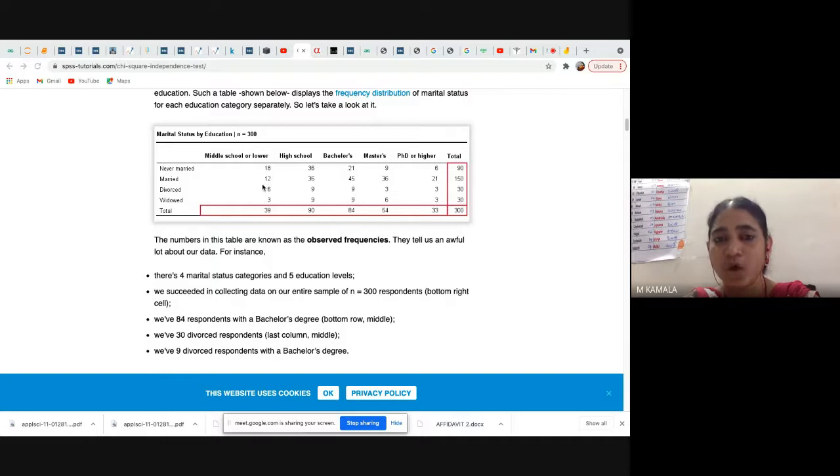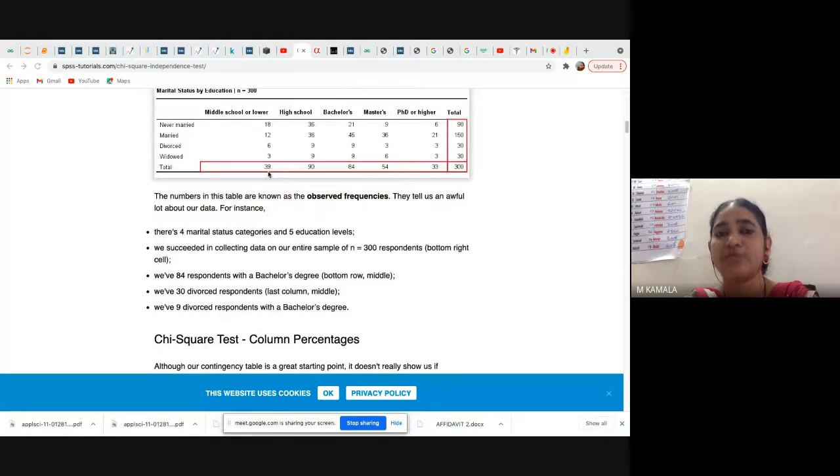ఇక్కడ ఏం చేస్తున్నానంటే కాలమ్ వైజ్ వెళ్ళి రోస్ ఫిల్ చేస్తున్నాను. Now see here what I'm saying is, column wise total తీసుకొని I'm trying to fill the rows. Now out of 39, 18 are the never married. అంటే మిడిల్ స్కూల్ మొత్తం వెళ్ళిన వాళ్ళు 300లో ఎంతమంది అంటే 39 అంట. అందులో 18 members they are never married. వాళ్ళు అసలు పెళ్లి చేసుకోలేదంట. They are never married.